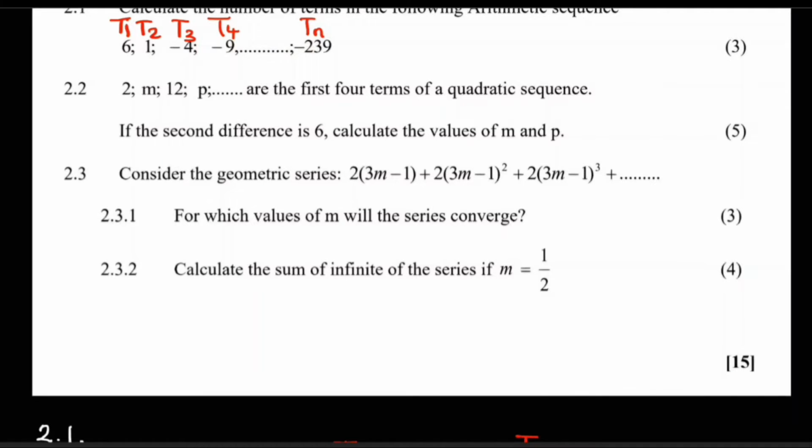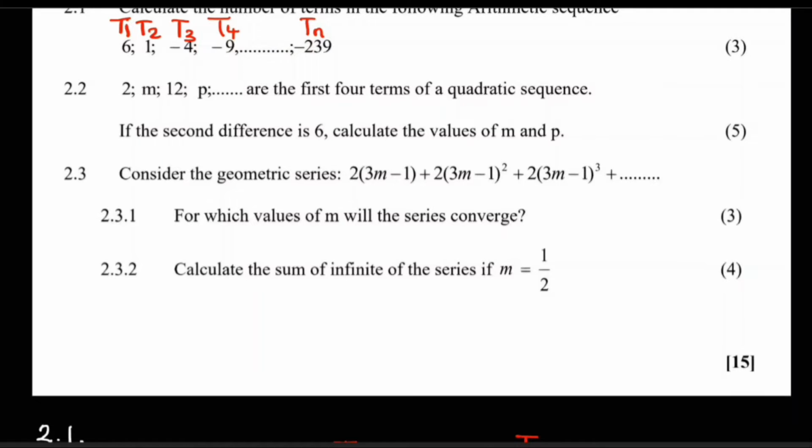So for 2.2, we are given 2, m, 12, p, and it continues. And they say these are the first 4 terms of a quadratic sequence. If the second difference is 6, calculate the values of m and p. So we're only given 4 terms of the quadratic sequence, and we are given the second difference as 6. But we need to figure out what the values of m and p are.